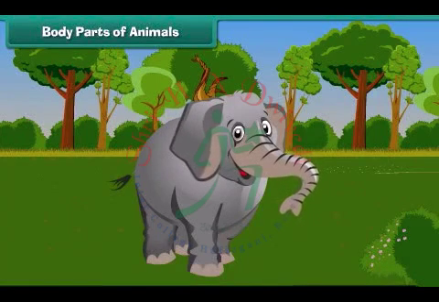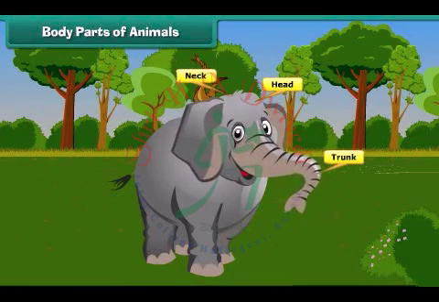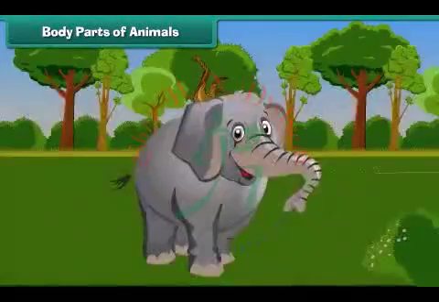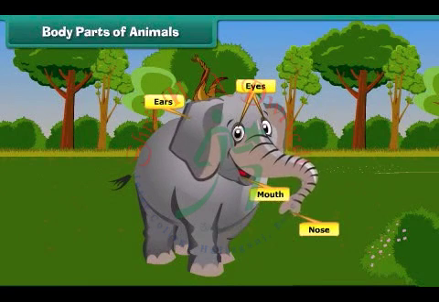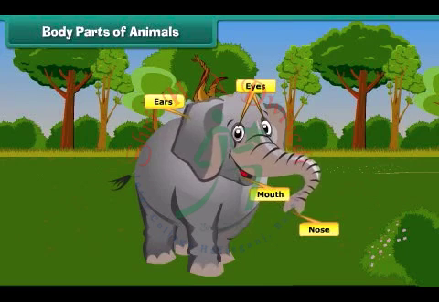In land animals, the body is mainly divided into 4 parts: head, neck, trunk, and tail. The head bears eyes, nose, ears, and mouth. Next body part is the neck. The neck helps animals move their head up and down and left and right.